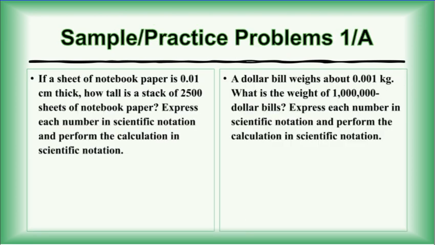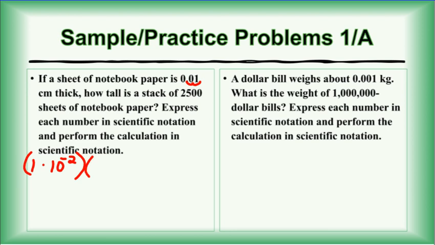So first example, if a sheet of notebook paper is 0.01 centimeters thick, how tall is a stack of 2,500 sheets of notebook paper? Express each number in scientific notation and perform the calculation in scientific notation. So let's take 0.01, put that in scientific notation. That would be 1 times 10, and I moved it 1, 2 to the right. So this is a negative 2. So 1 times 10 to the negative second. And I know it's a negative because my standard form number is less than 1.